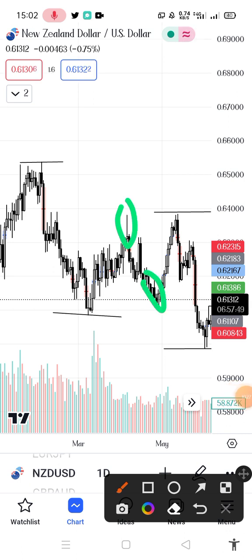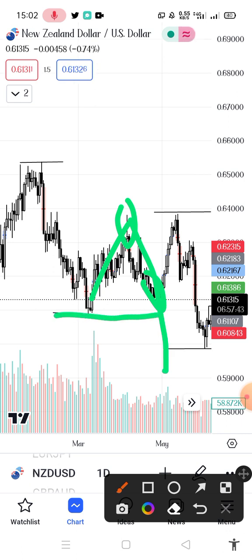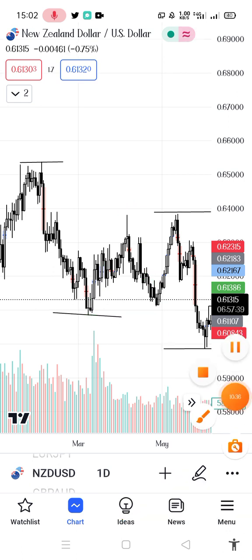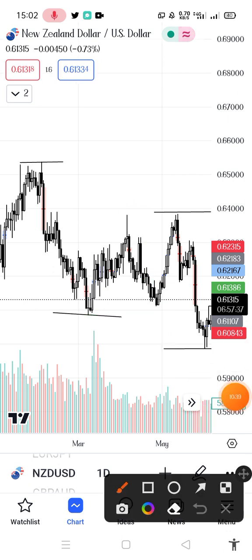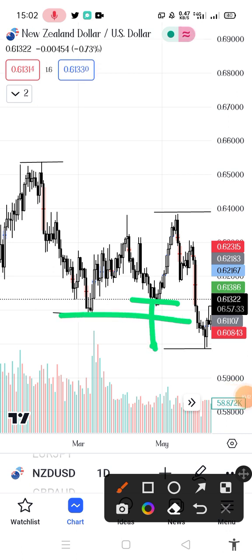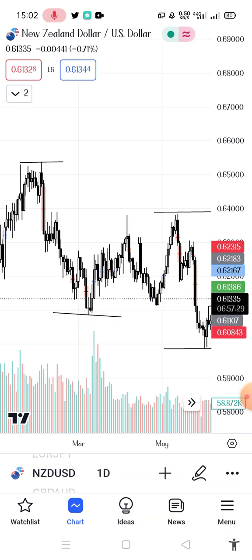It was meant to be a lower high if it broke this, but it did not break this. It didn't break this down. It stopped at this level instead of going down and breaking this. Let me show you something. Let me zoom closer.